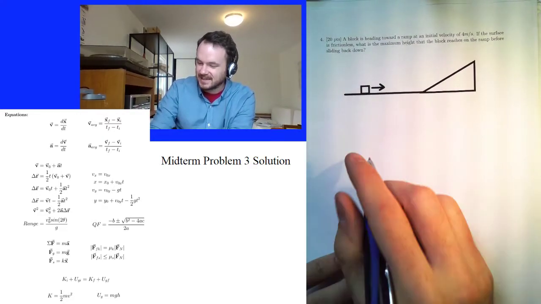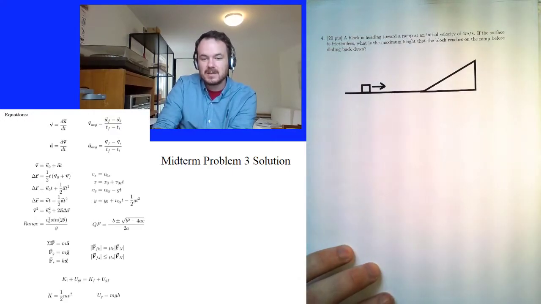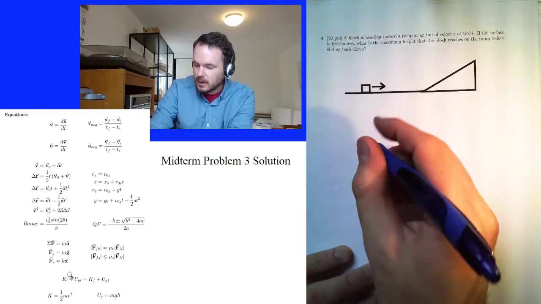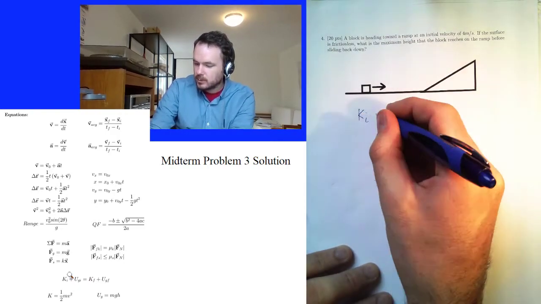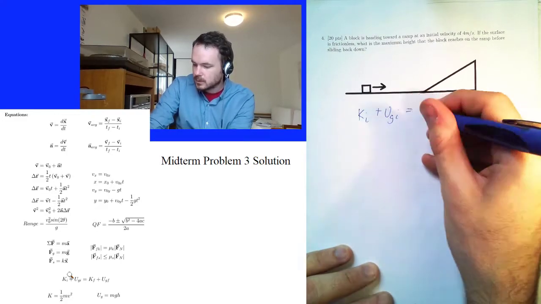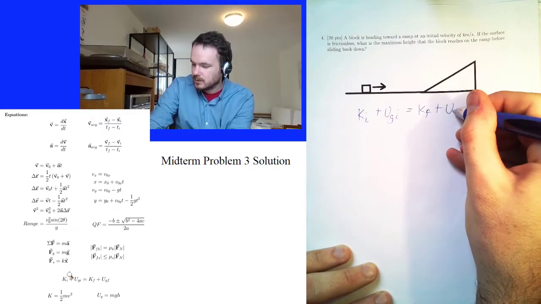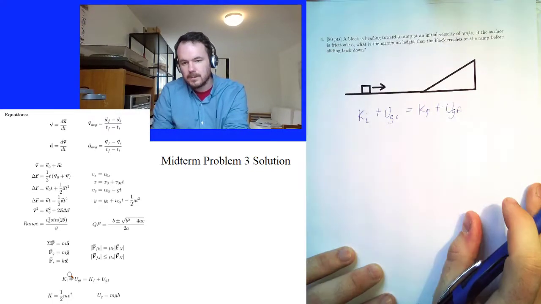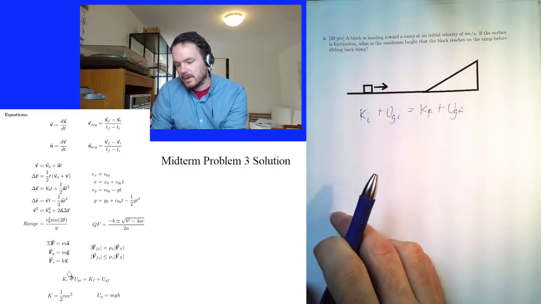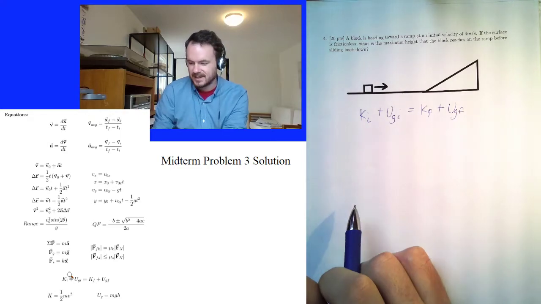So if we're going to do it with conservation of energy, we can start off with our whole conservation of energy equation. We've got initial kinetic plus initial gravitational equals final kinetic plus final gravitational. Alright. So now we've got to think about which of these goes to 0. Hopefully a lot of them, which makes it simpler.